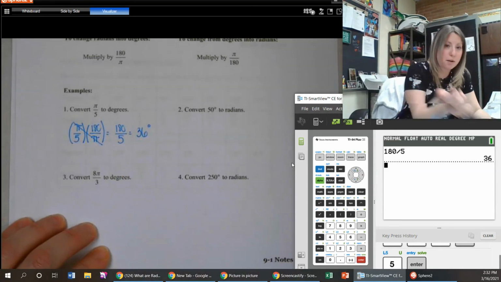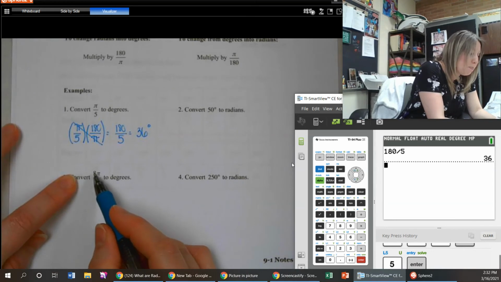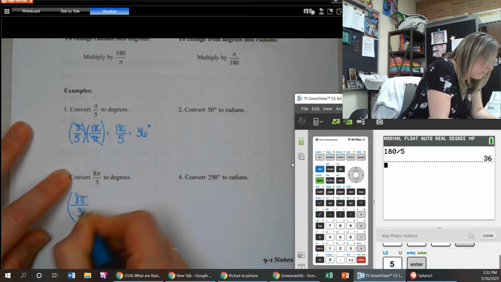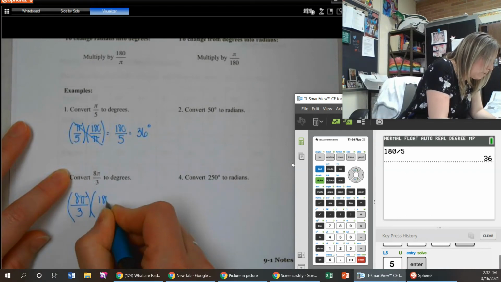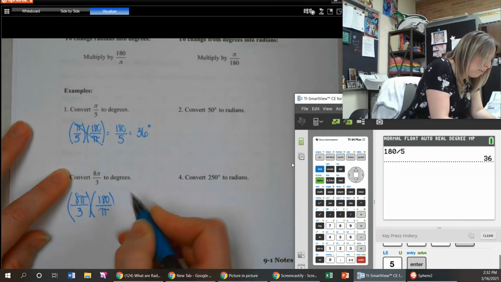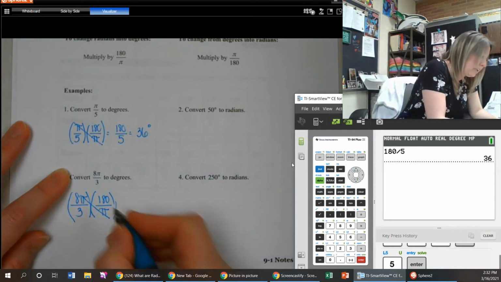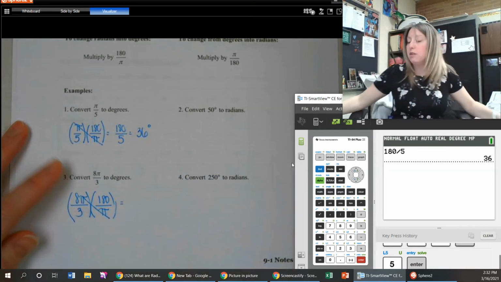Okay, let's do that one more time down here, right? 8 pi over 3 radians times 180 over pi. Well, the pi's cancel out. On top, you've got 8 times 180, and then you divide it by 3, right?